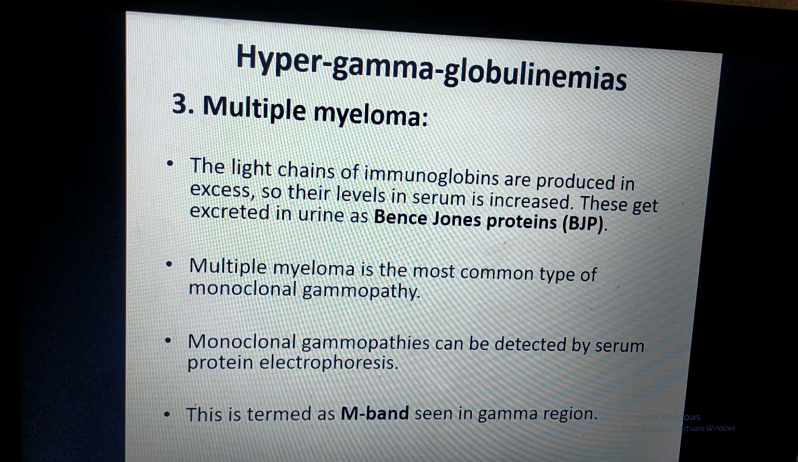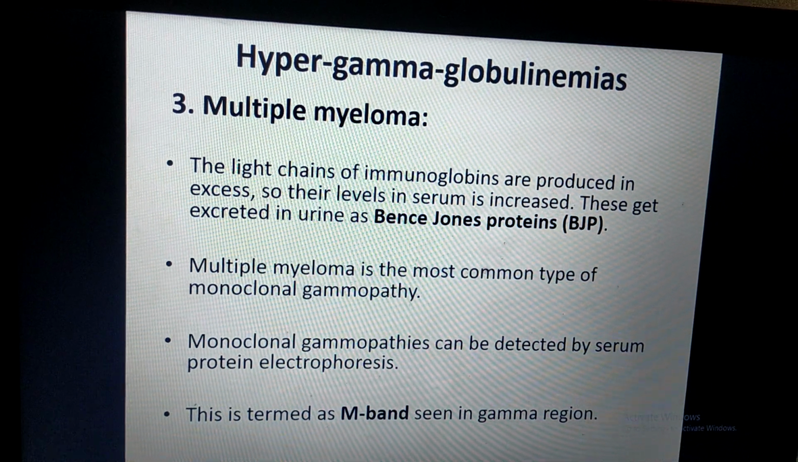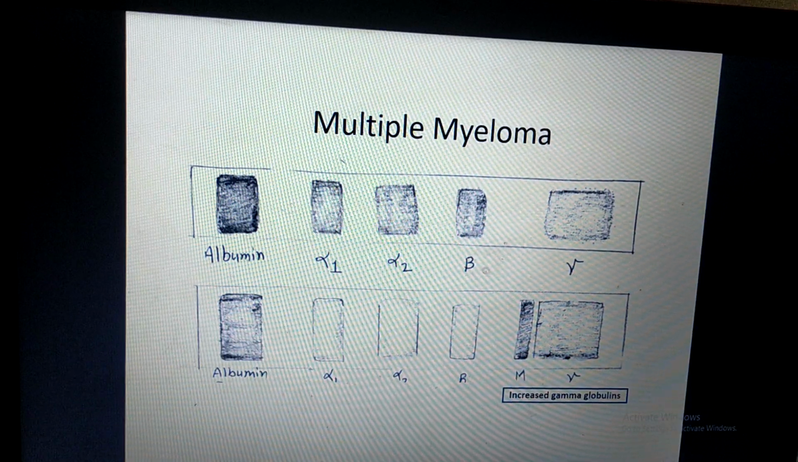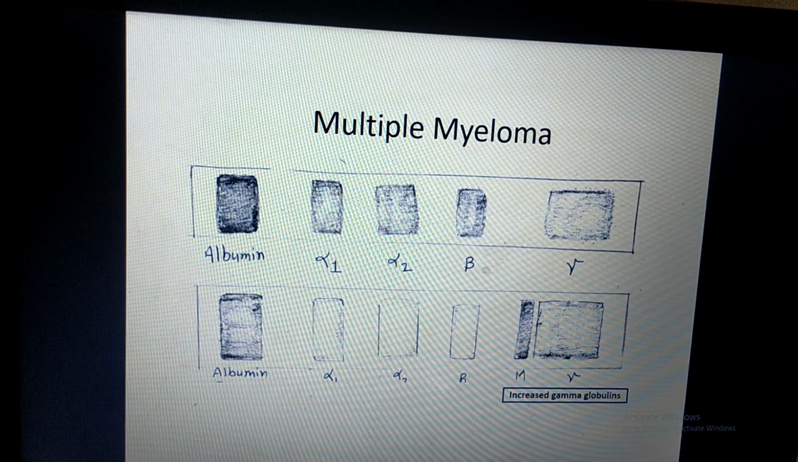This multiple myeloma can be diagnosed with the help of electrophoresis, and in this electrophoresis you will get an M band. So this is the diagrammatic representation of electrophoresis. In the upper case, it is a normal electrophoresis where you will see albumin, alpha 1, alpha 2, beta and gamma bands. 5 bands are seen. But if you compare this with the lower case, you will see an extra band, a 6th band, which is near to the gamma band, which is called the M band. If we see this M band, you can diagnose this case of multiple myeloma.